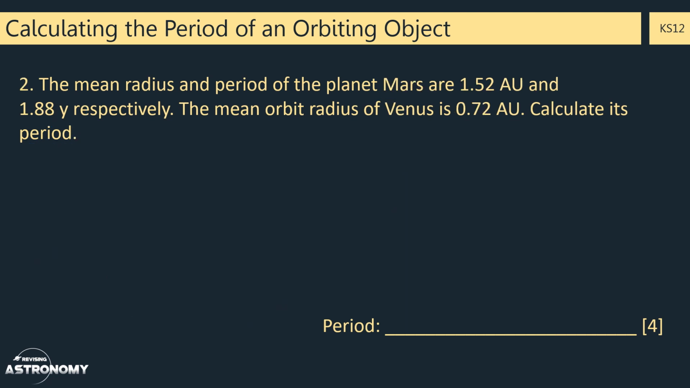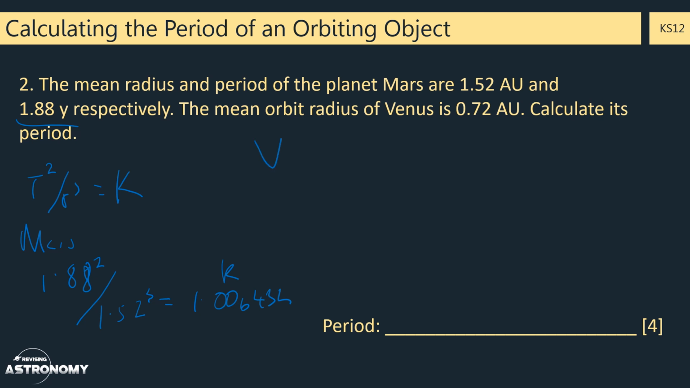Okay, similar question to the one before. The mean radius and period of the planet Mars are 1.52 astronomical units and 1.88 years respectively, and the mean orbit radius of Venus is 0.72. Calculate its period. Again, we're going to work out T squared over r cubed to get k, the constant. For Mars, we do 1.88 squared, the time, divided by 1.52 cubed, which gives us 1.006432. So that's our value of k.